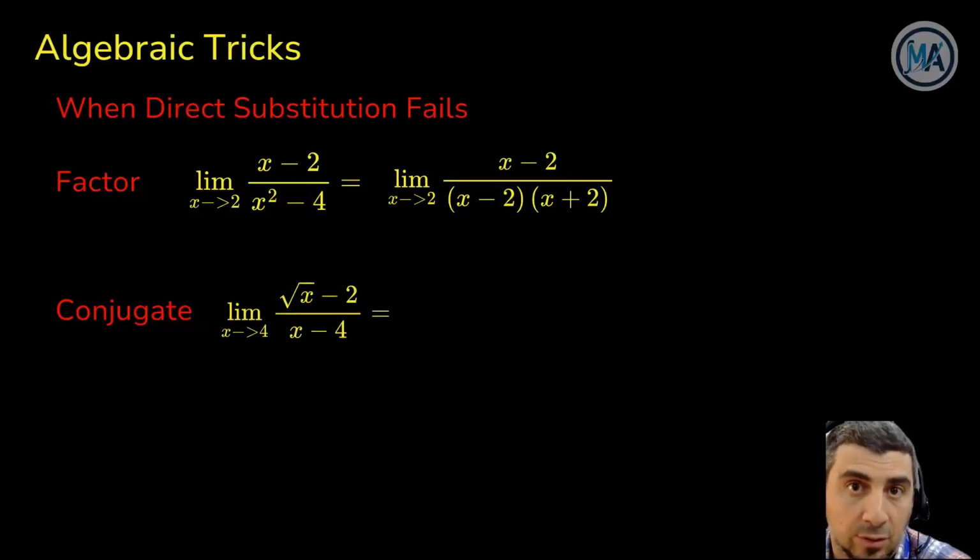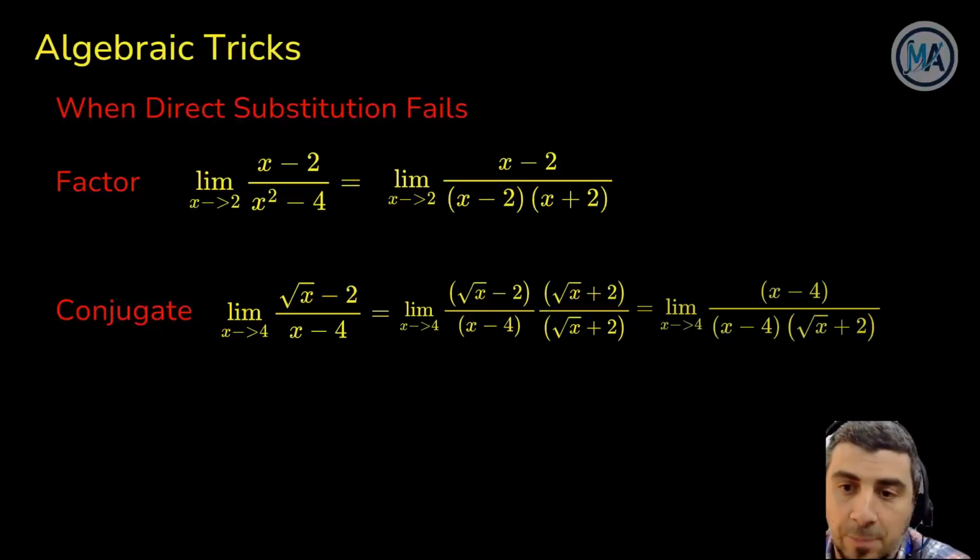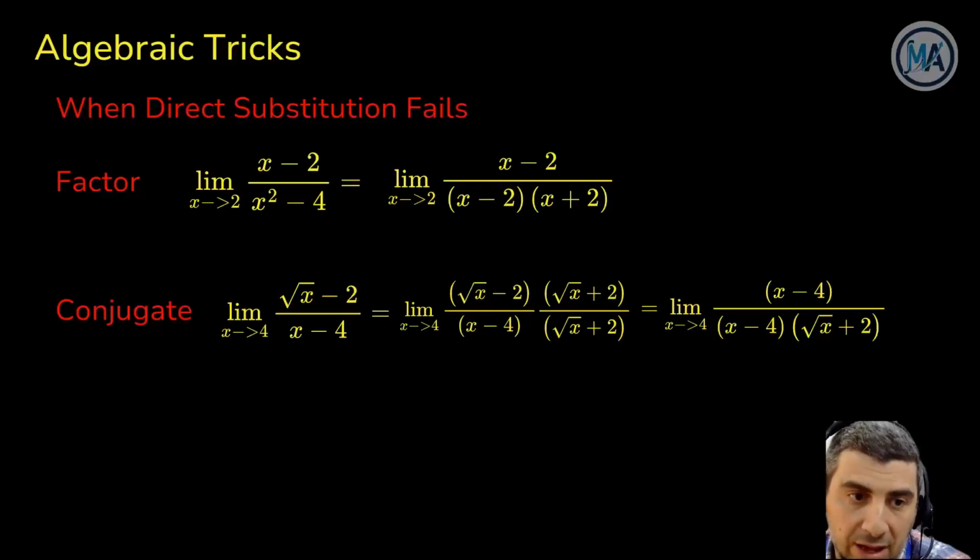The next type is multiplying by the conjugate. This often involves radical expressions where the limit again is 0 over 0. What we're going to do is multiply the numerator and denominator by the conjugate of the binomial that has the radical in it. So root x minus 2, its conjugate is root x plus 2. So you multiply that over itself and then FOIL the numerator, and you will get a factor that cancels there.